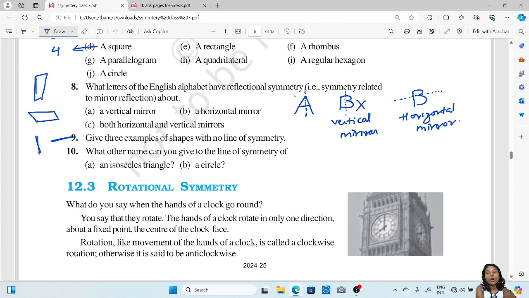Now, for both horizontal and vertical mirror, an example we can take is alphabet O. In this case, if you place it like this, or if you place it like this, you are still going to get the same images.